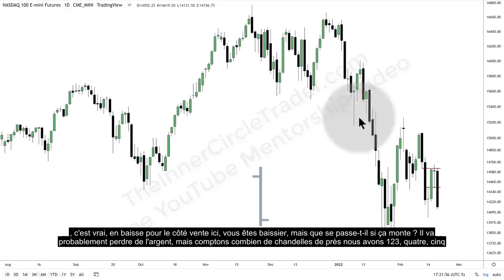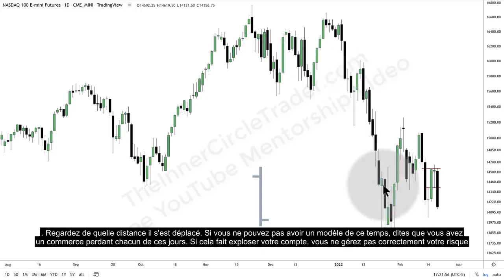How about this price move here? It's going lower, right? Going down for the sell side here. You're bearish. But what happens, ICT, if it goes up? You'll probably lose money. But let's count how many up close candles we have. 1, 2, 3, 4, 5. Look how much range it moved.